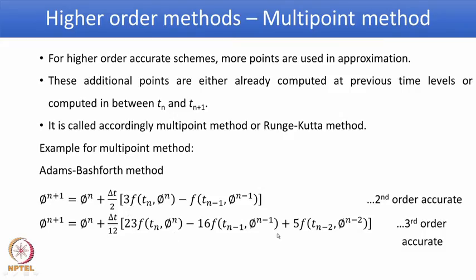And how do you obtain these coefficients 3, 23, 16, 5? I already mentioned, by using a Taylor series expansion even for time, then you are able to construct these methods. So, the first one uses only the immediate previous time level, it becomes second order accurate. The second one uses 2 time levels before, it becomes third order accurate. One more observation, all these use previous time levels, hence it becomes an explicit scheme. So, with the Adams-Bashforth scheme, you are able to obtain explicit second order as well as third order.